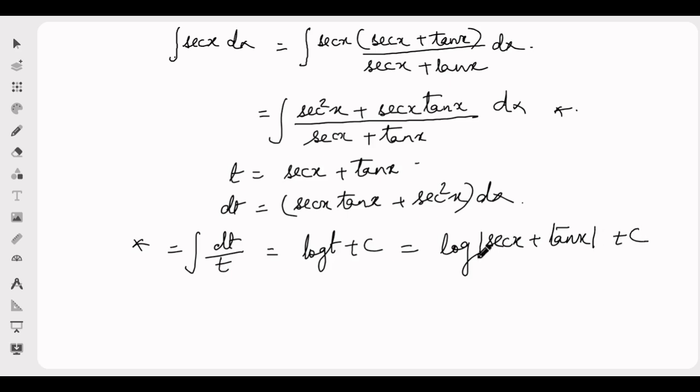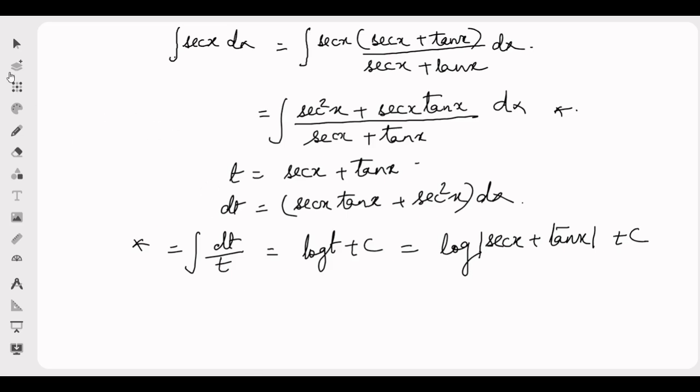plus c. Now we have written here the absolute value of sec x plus tan x, because log of negative number is not defined. So we take the absolute value of this expression sec x plus tan x, means this value has always to be positive. So if we differentiate this function, the derivative will be sec x, and hence the integral of sec x will be log of sec x plus tan x.